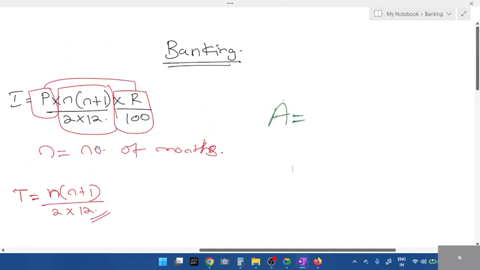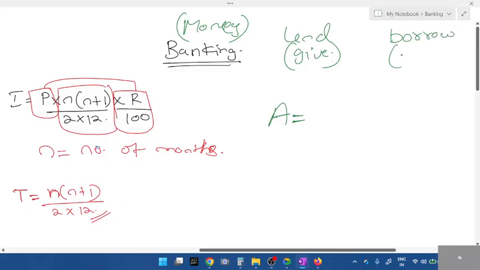The entire concept of banking works on money. What do you mean by money? You either lend money, lend in the sense you give it to someone, or you borrow. Borrow meaning you receive it from someone. These are the two concepts. You can either lend the money or borrow the money from someone.